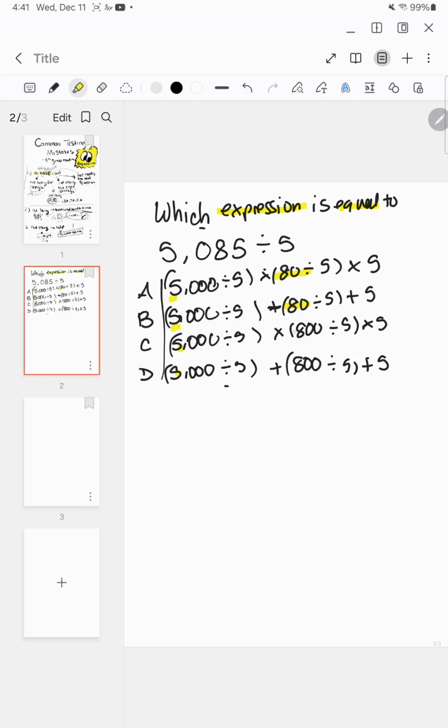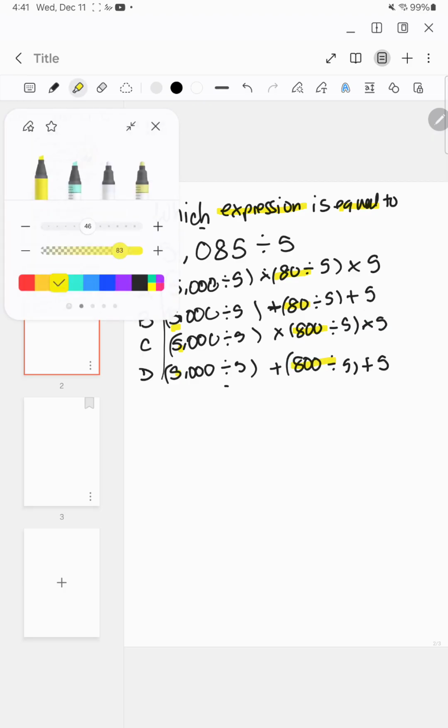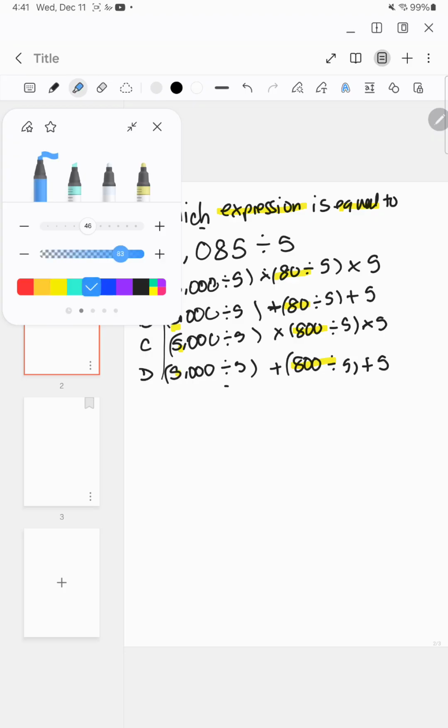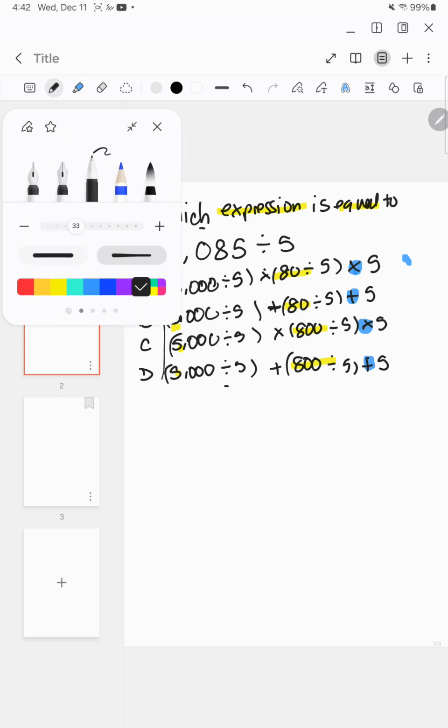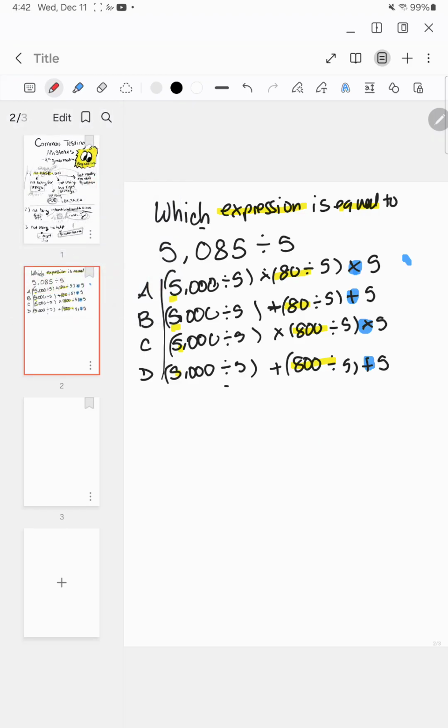Now, as I can see, they all have 5,000, so that's not going to help me. But if you notice the difference, some have 800 and some have 8. Well, I have seen a student accidentally rush through, think they got the right answer, and choose the 800. But clearly that 8 is in the tens place, so it cannot be 800. It is equal to 80. So if you saw 800, I would cross that out.